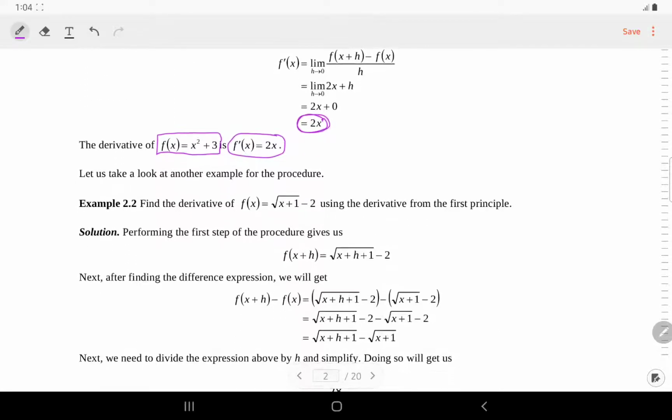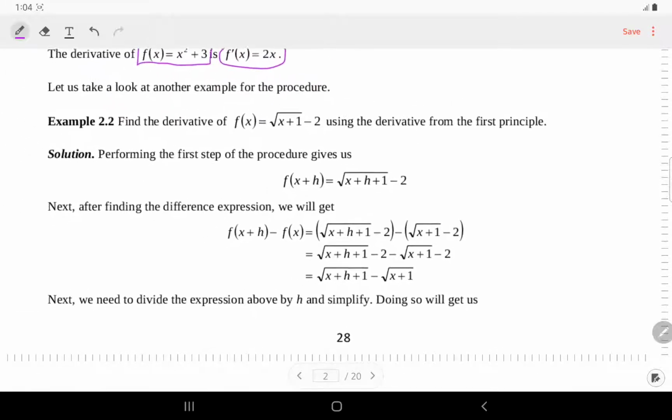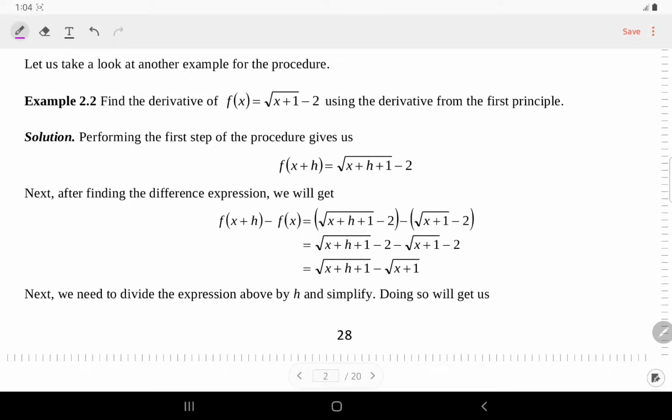Okay, let's take a look at another example. This time we have the function that has square root here. So this is the first step. We need to find what is our f(x plus h). So just substitute x, change x into x plus h. So we will get square root of (x plus h plus 1) minus 2.